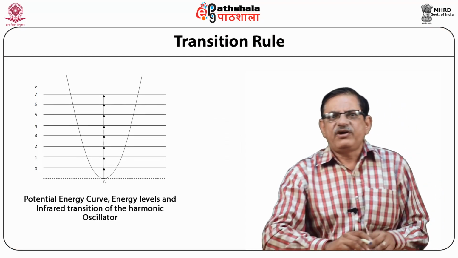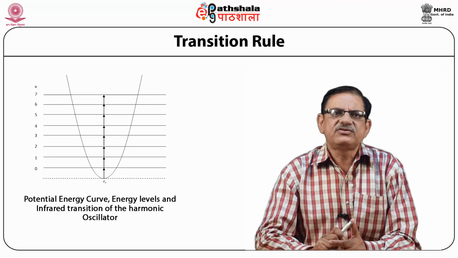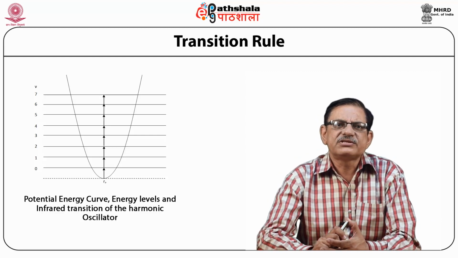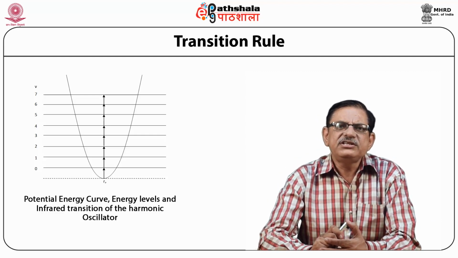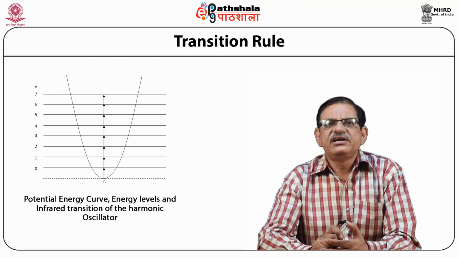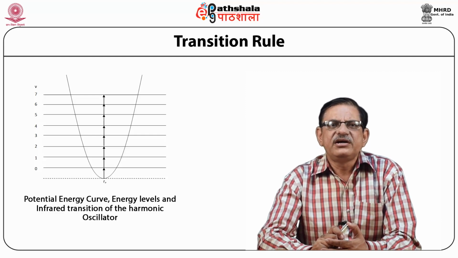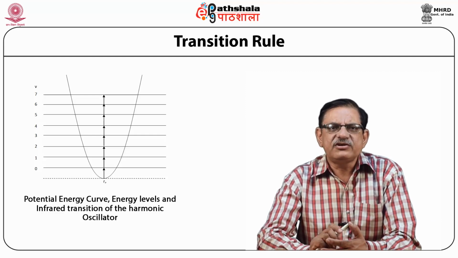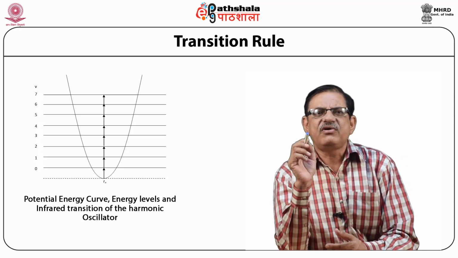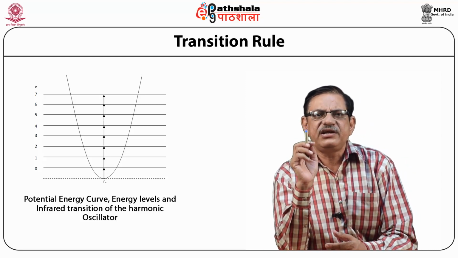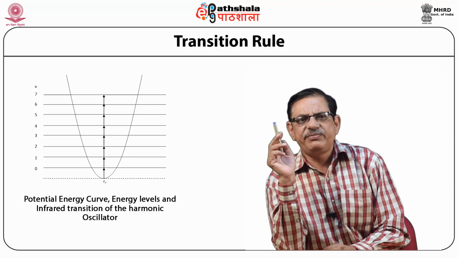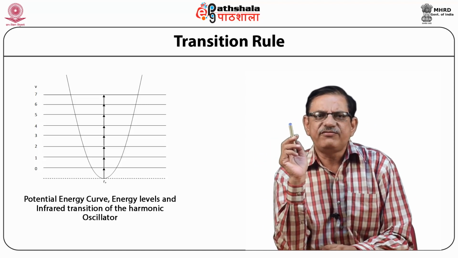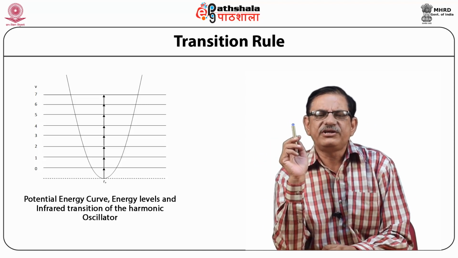Therefore, for a harmonic oscillator, the selection rule is delta nu equal to plus or minus 1. Putting this condition in equation 3, nu is equal to omega, predicting that for a harmonic oscillator the frequency nu of the radiation emitted or absorbed should be equal to the mechanical frequency omega of vibration of the system.